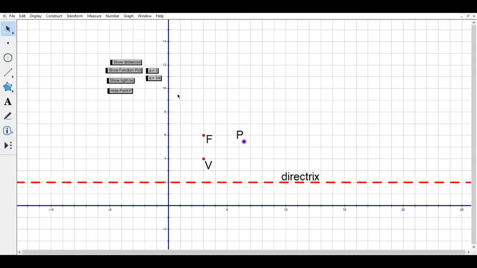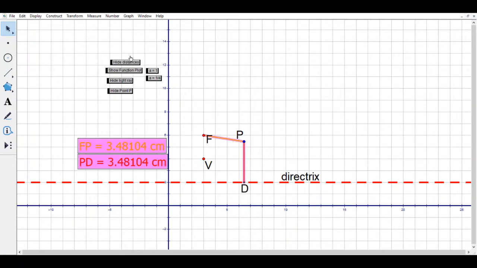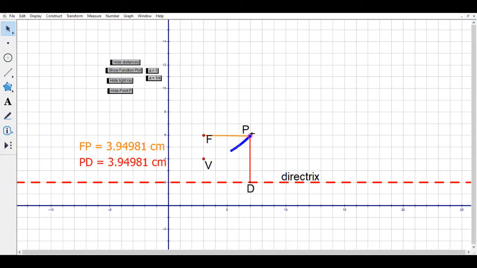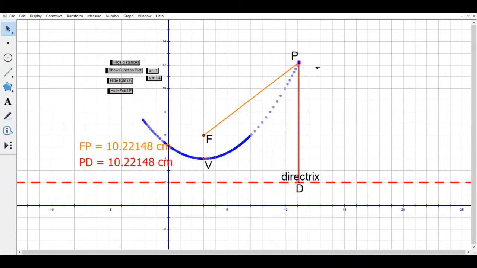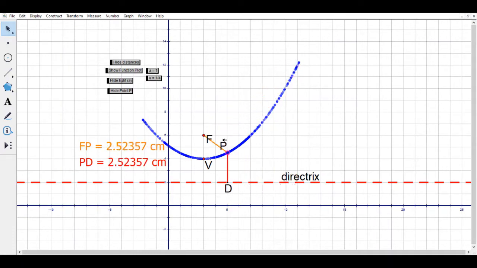If I include a point here and I show the distances from that point to the focus and to the directrix, we can see that they are the same. And so I can move this point, and notice it's leaving a little trail behind, tracing that point. But in every location, the point P is equidistant from the focus F and the directrix D. And you can see that we get a parabola. All right, if I take it out further, you can see that this is going to be a parabola.